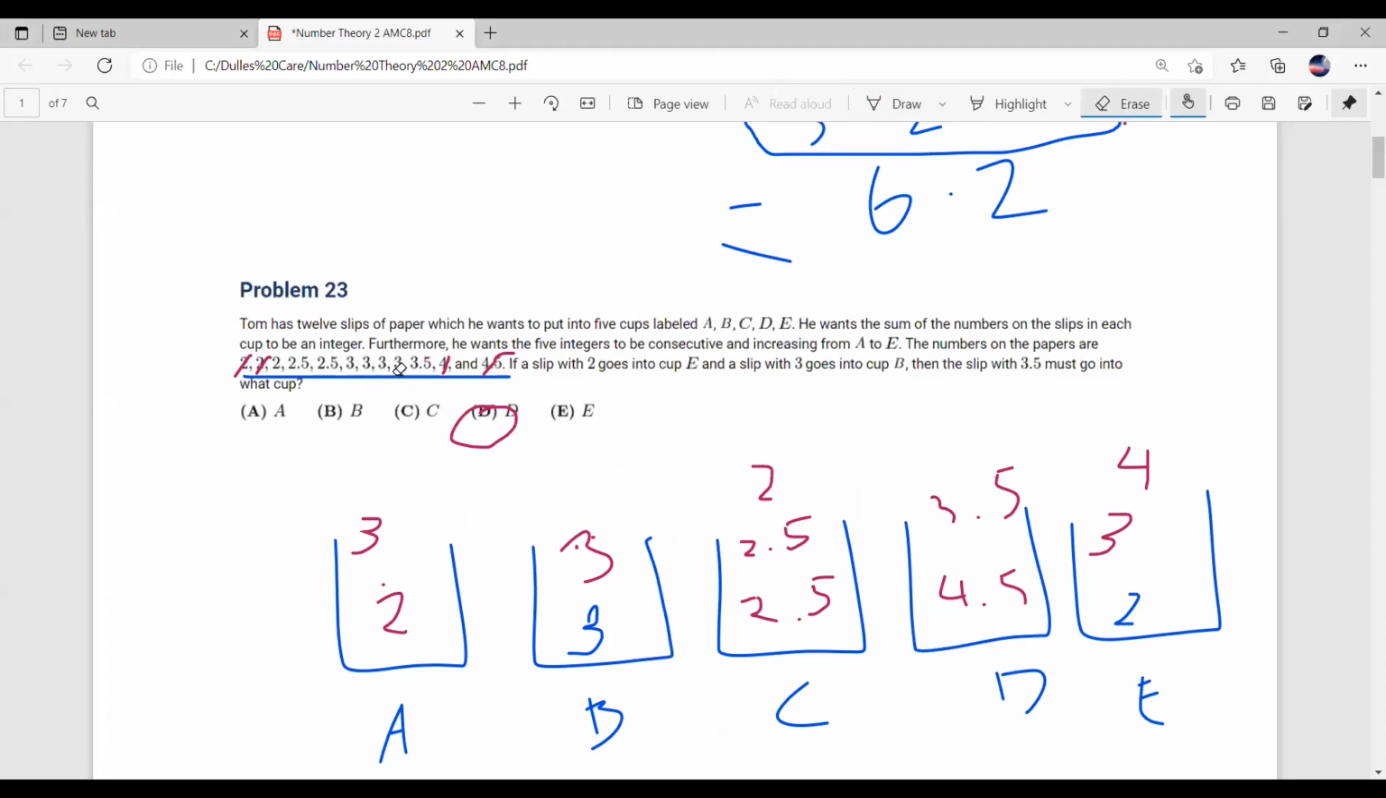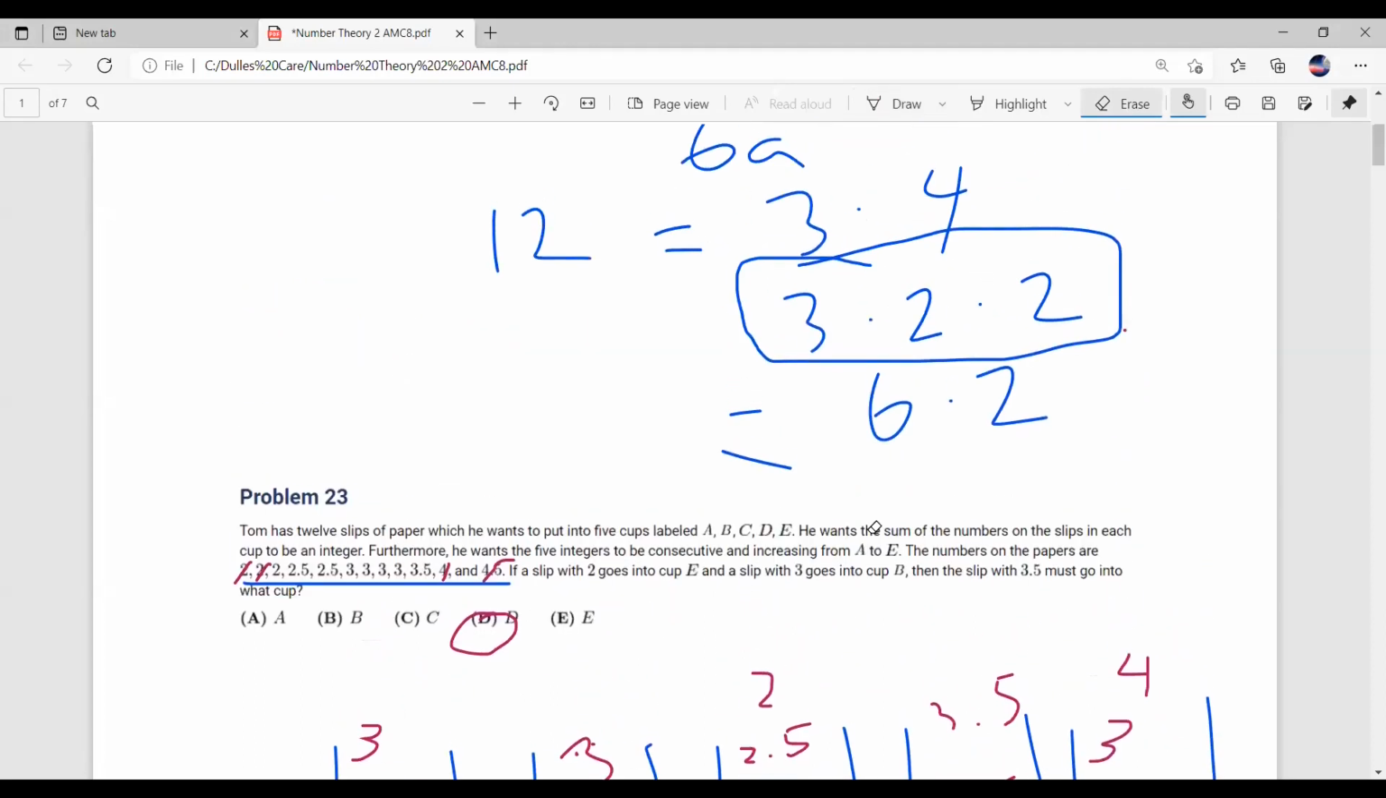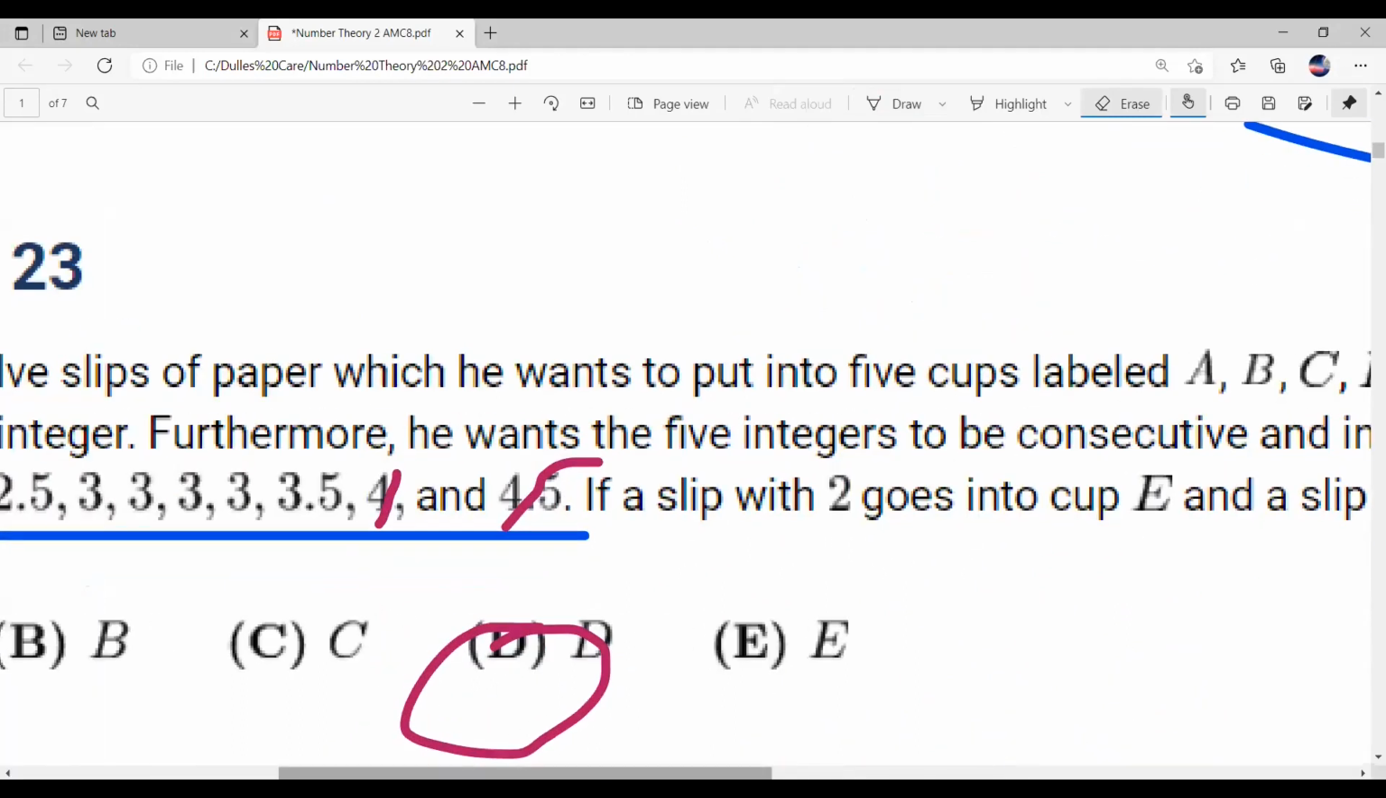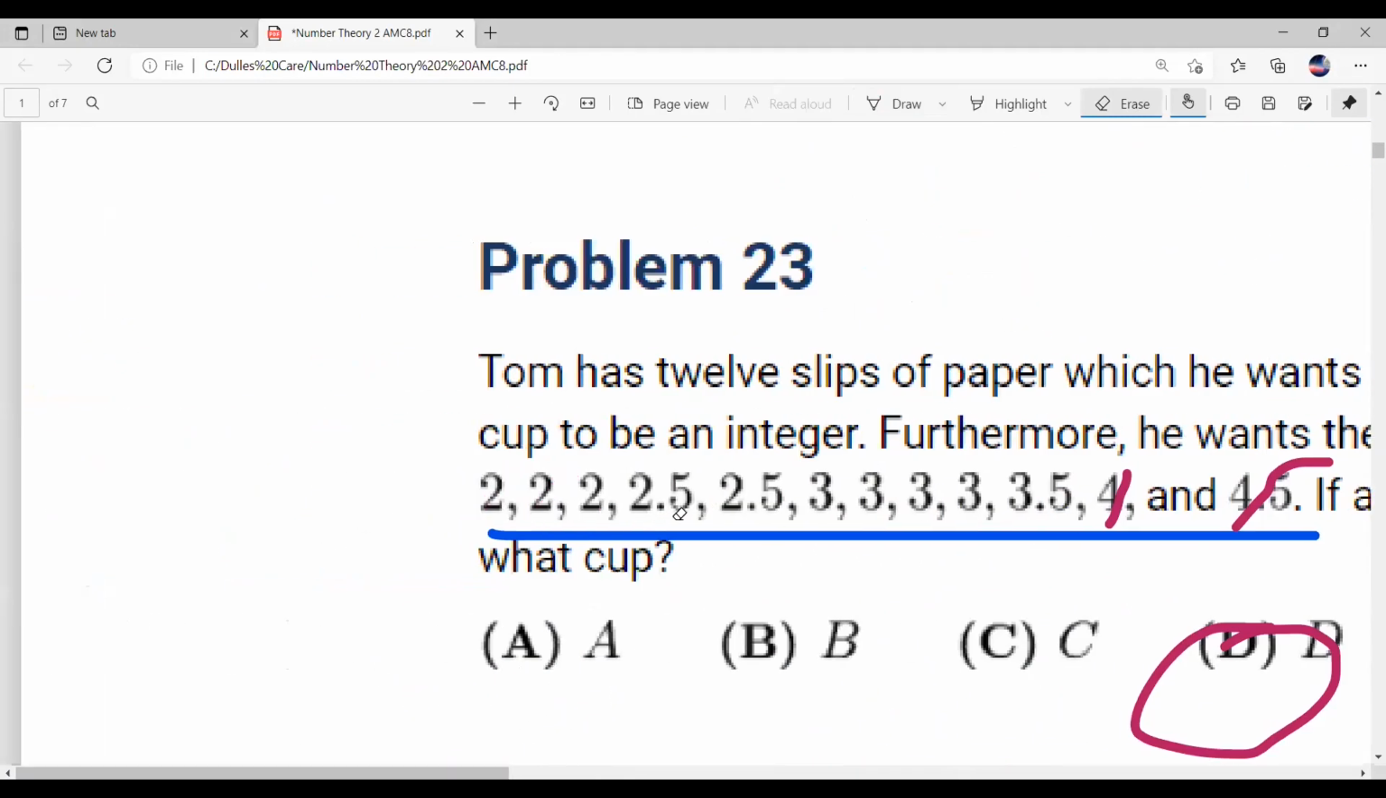But there are 4 3s. I mean, if you look at this, right? Let me just zoom in for a moment and get rid of all this. Okay, so let's count. So we have 3 2s. That's 3 numbers. 2.5s, that's 5 numbers. And then 1, 2, 3, 4. That's 4 3s. That's 9 numbers in total.